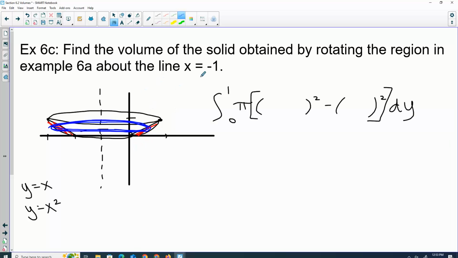Okay. But if we want to keep it in terms of y, that kind of changes things, doesn't it? Maybe I should have saved this one for tomorrow. It's going to take a little bit longer than I anticipated. x equals the square root of y.